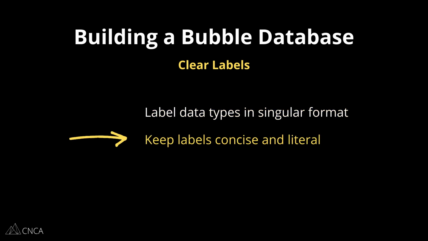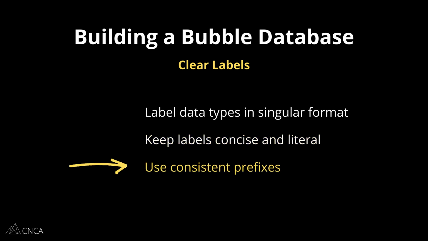Keep your labels concise and as literal as possible. You're going to see that labels are referenced everywhere in your dynamic expressions, so the shorter the name, the more legible things will be. Help yourself identify list fields and relationship fields with consistent prefixes. I like to use the words list of XYZ and related XYZ for these. You can also use emojis here.